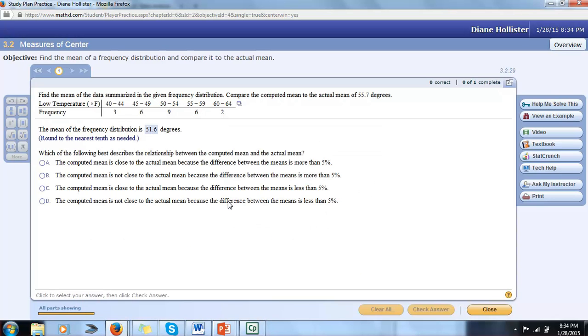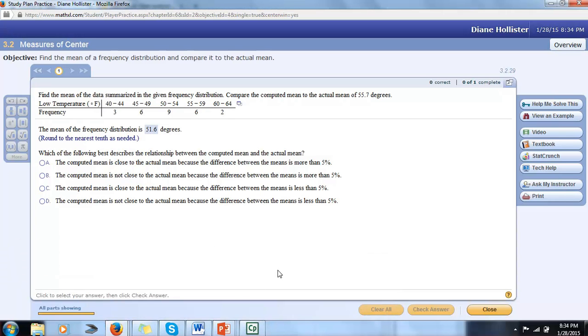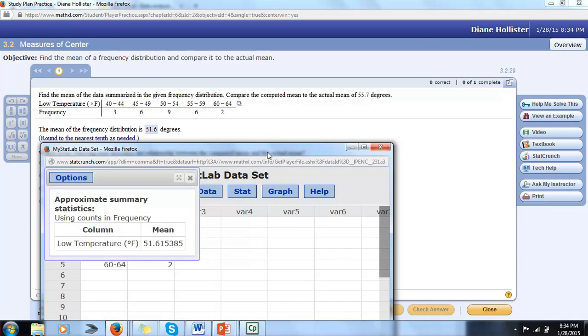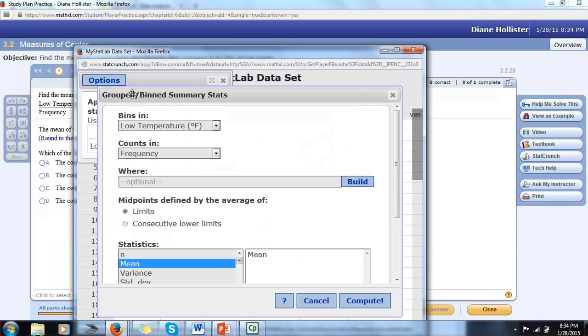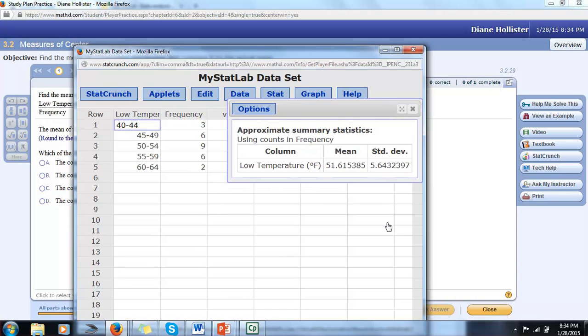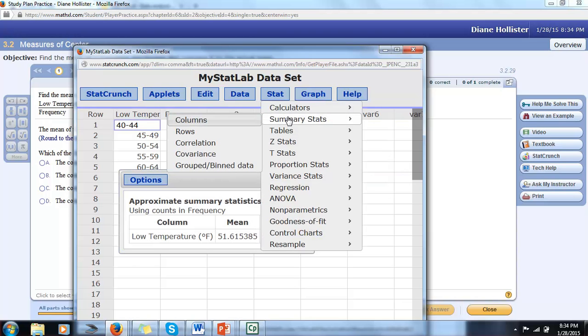Then we would continue to answer a conceptual question about the value and what it means to us. Just a reminder, if you were actually asked to compute anything like the standard deviation for that data set, all you would need to do would be to go back and select mean and standard deviation, and it will tell you both the mean of that data set as well as the standard deviation. Quick and easy. So again, summary stats like we've been doing before, but this time since we're using grouped data, we're going to choose the last option, grouped data.